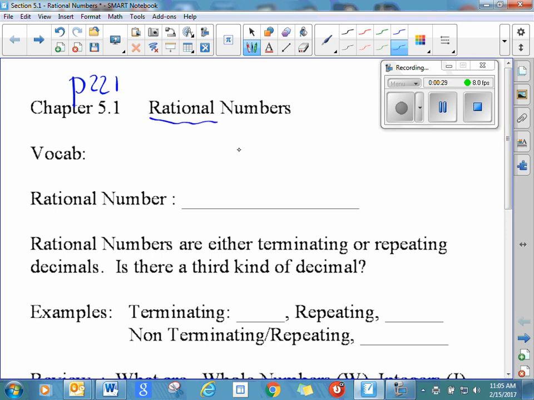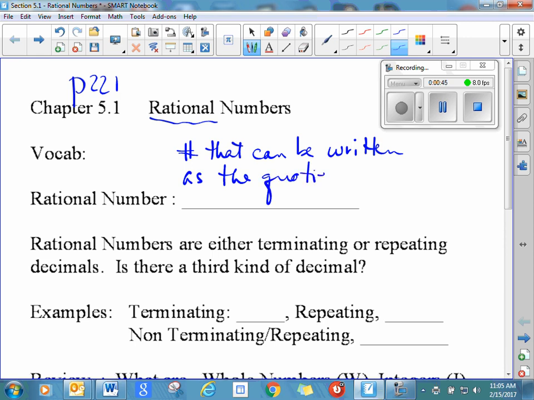So you can see the definition of a rational number. It's a number that can be written as the quotient, that should tell you division, the quotient of two integers. And we'll review what integers are. They are counting numbers, their opposites, and zero.